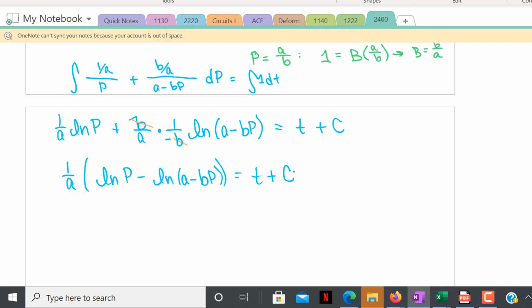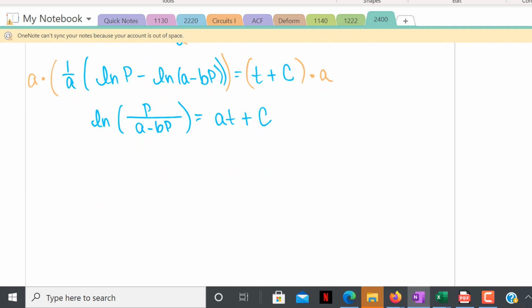So I think I'm going to multiply both sides by a here to clear the fraction on the left. So I would just have natural log of p minus natural log of a minus bp, but I'm going to apply properties of logarithms and write it as the natural log of p over a minus bp equals at plus, okay, c times a, well, c is a constant, a is some constant. When we multiply them together, we just get some arbitrary constant. I'm just going to call it c again.